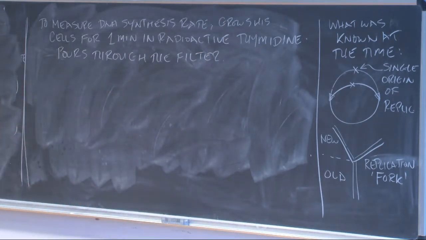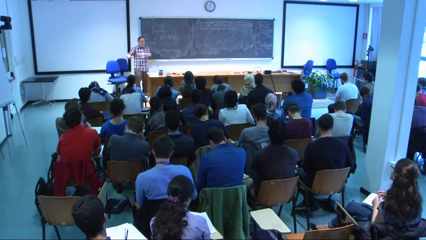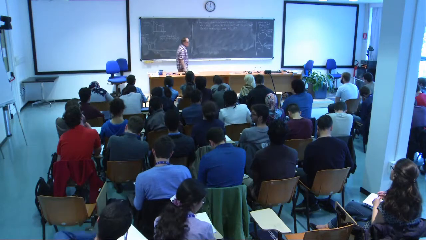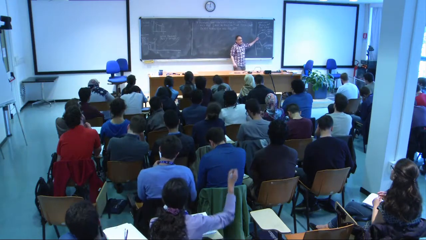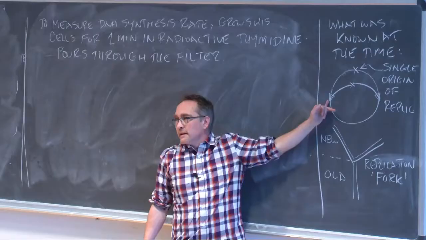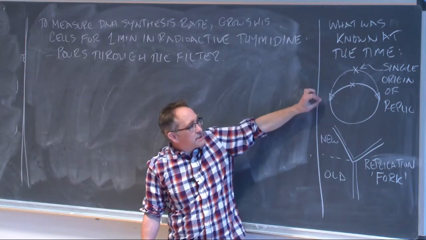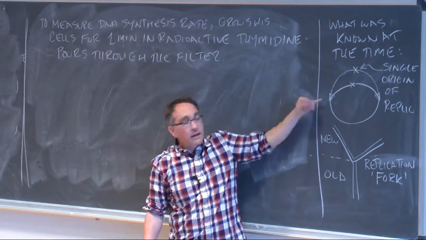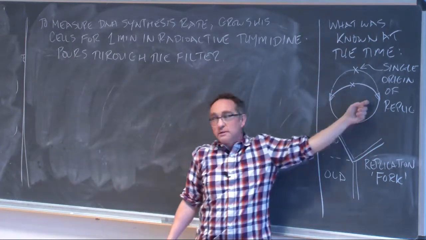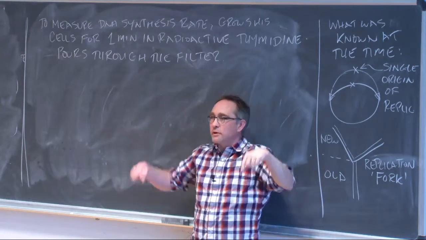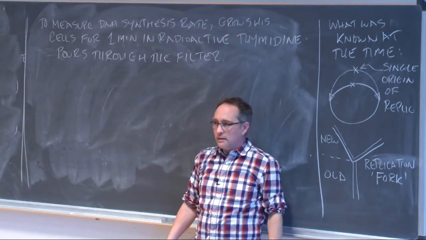And then he measures the radioactivity in the cells that come out. So the new media that he pours through has no radioactivity. The media that he grew them in before had no radioactivity. And so what he's trying to measure is the number of forks, basically. Because the amount of radioactivity that a cell takes on in this 1 minute is proportional to the number of forks, replication forks, that it has going on.